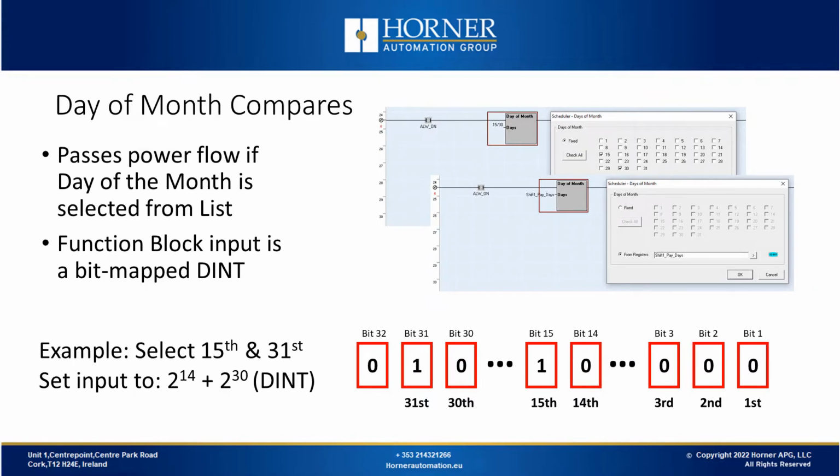Let's say you have something that occurs on a machine twice a month, and for example it's always on the 15th and the 31st. You can represent this with a double integer. Here, the least significant bit is the first day of the month, and the 31st bit of that 32-bit double integer is the last day of the month. Then you can set a 1 for the days that you want to have power flow passed on the function.